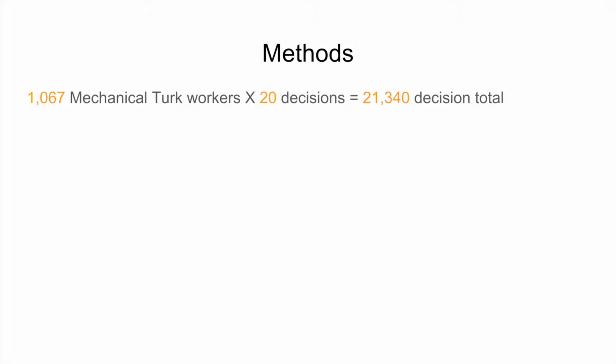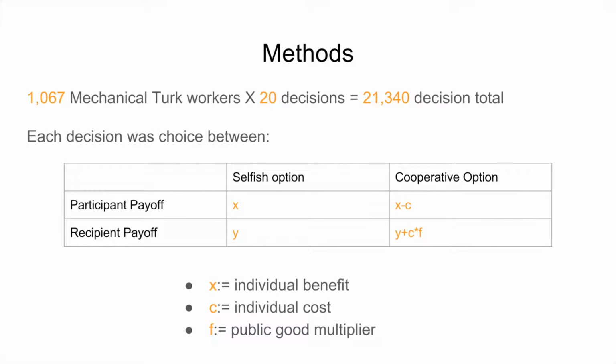So what did we do? We took about 1,000 Mechanical Turk workers and asked each of them about 20 decisions, for a total of 21,340 decisions. Each decision was in the following form. Each person decided between a selfish option where they received X cents and the other person received Y cents. These are just randomized. And a cooperative option where the participant would receive X minus C cents, so they're incurring a personal cost of C cents, and the recipient receives Y plus C times F, where F is this public good multiplier, a number greater than 1.